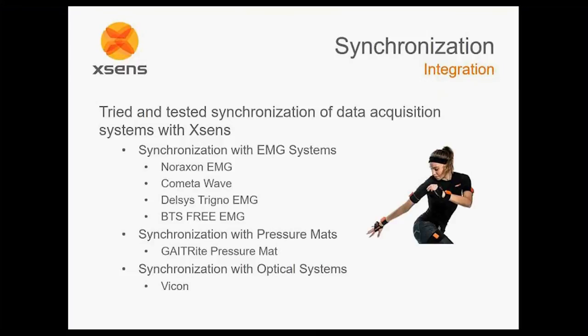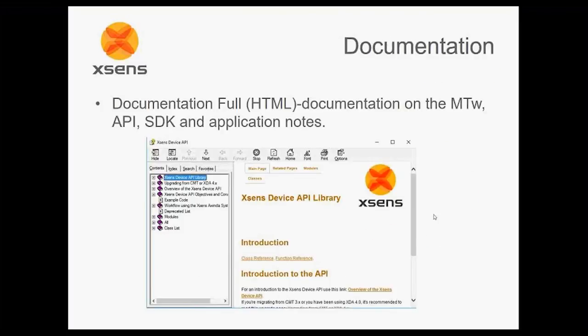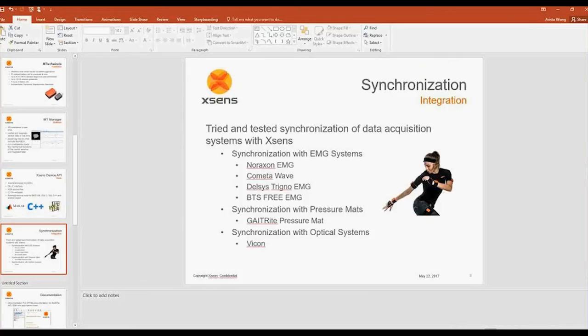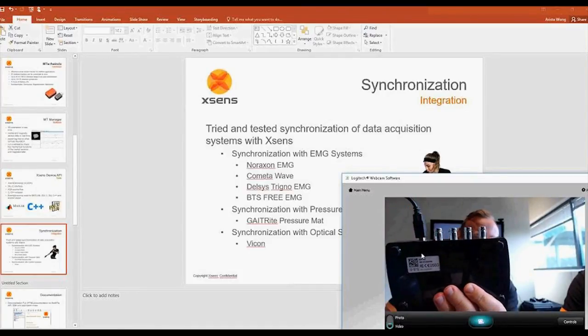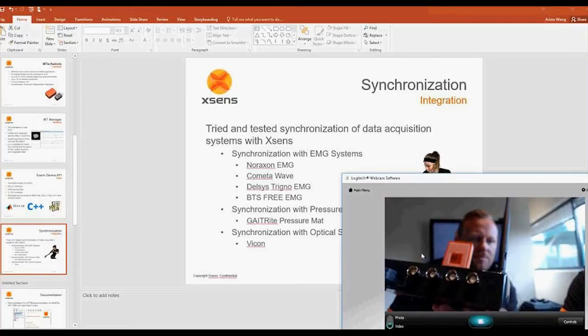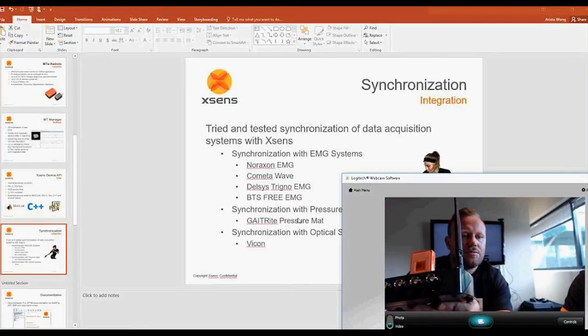A little bit more about our hardware. We do integrate with a variety of different third-party devices. So if you're doing a study and you want to synchronize with an EMG system or a pressure mat or other optical system, we do provide that option of allowing synchronized recording with the BNC ports that are on the back of our receiving station. Once again, I'll just go ahead and show you guys that. Those are our BNC ports there on the back of our receiving station. So you can both sync in and sync out from different third-party devices.